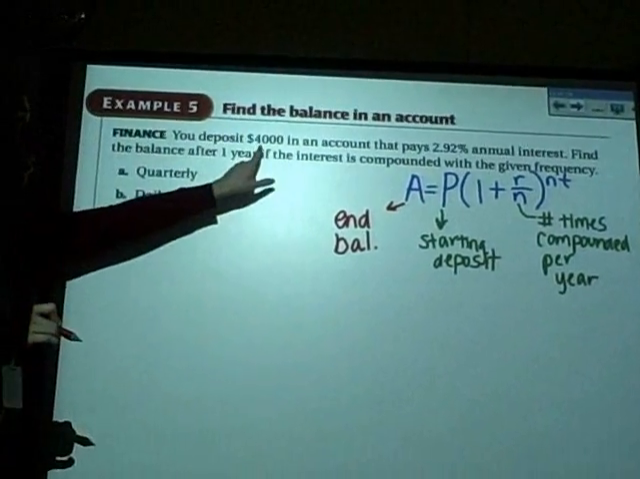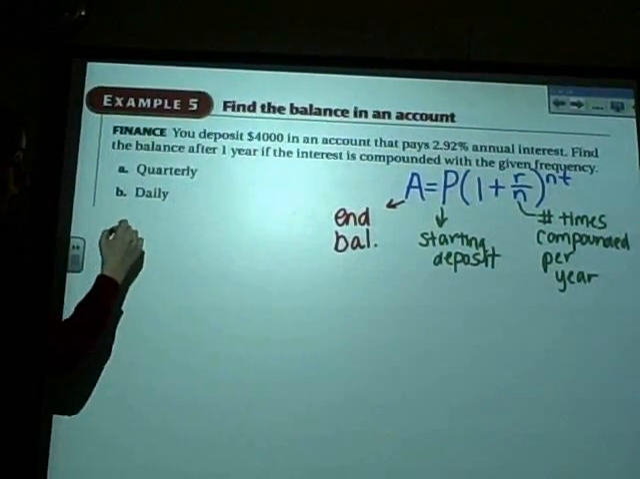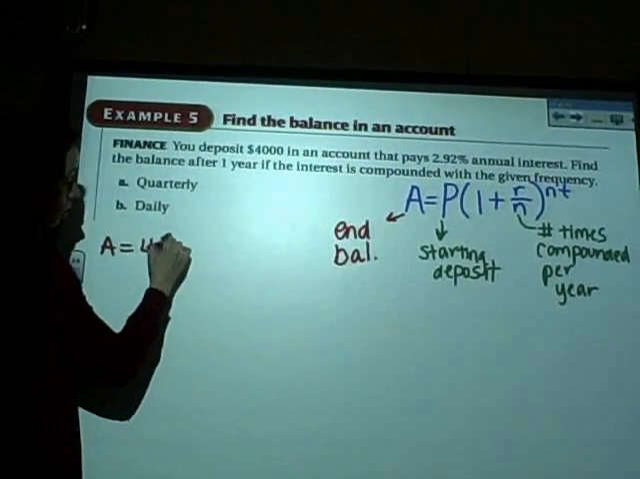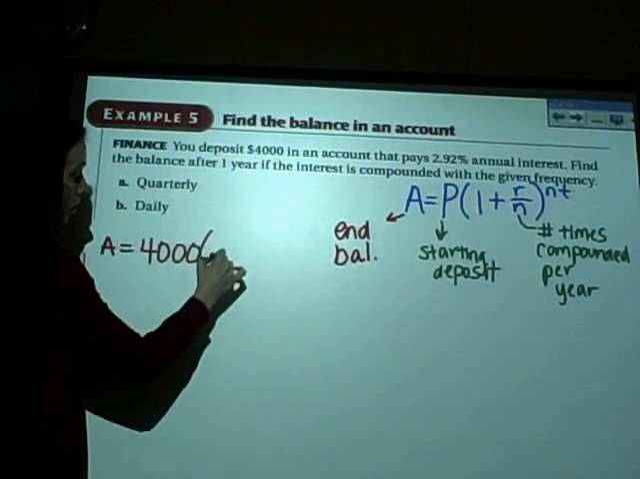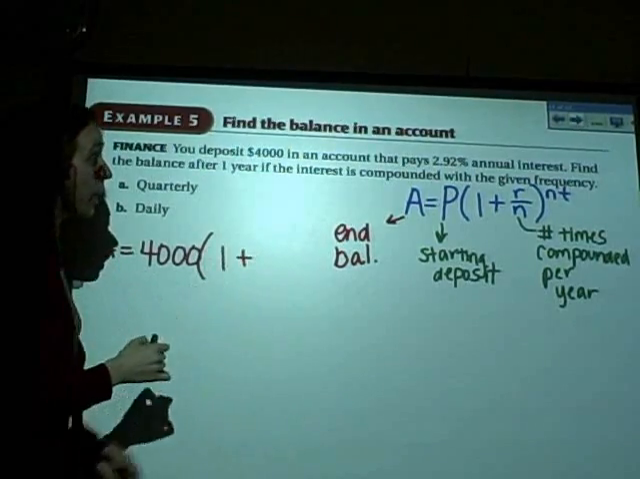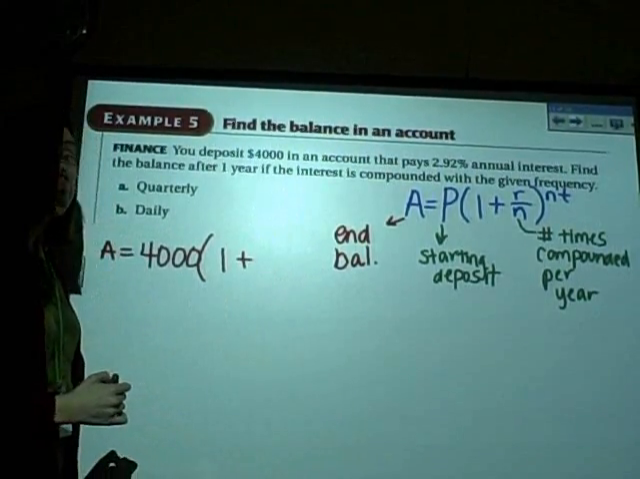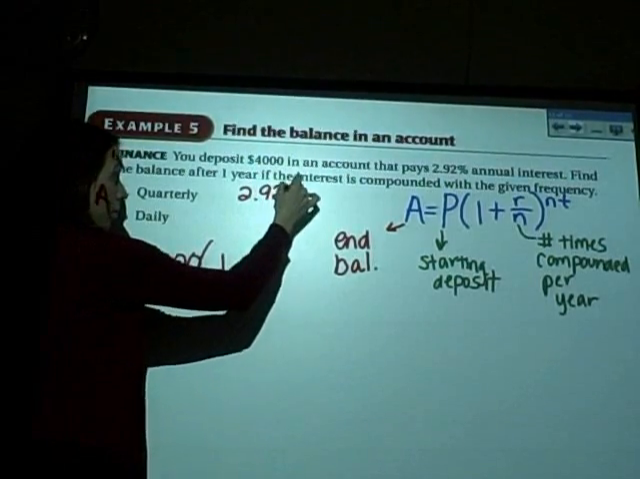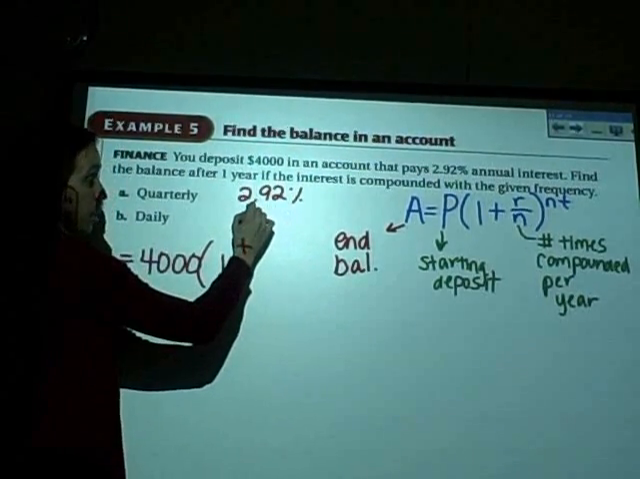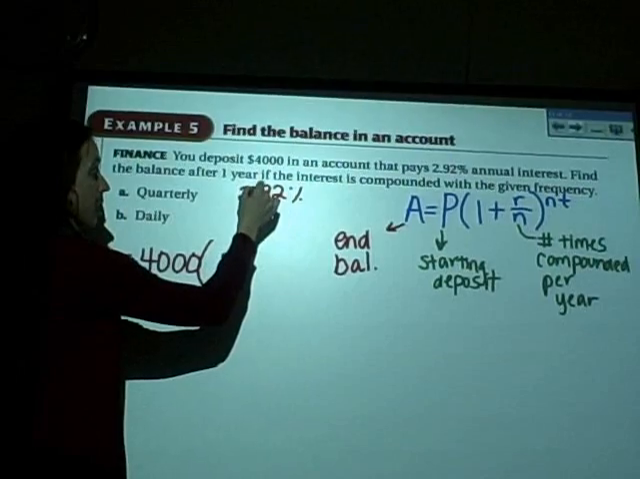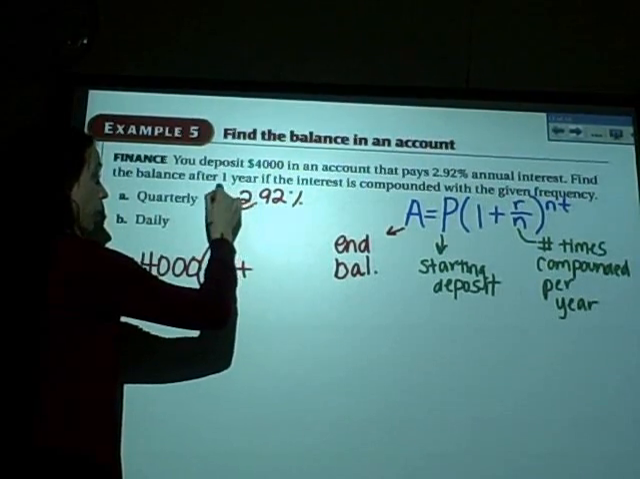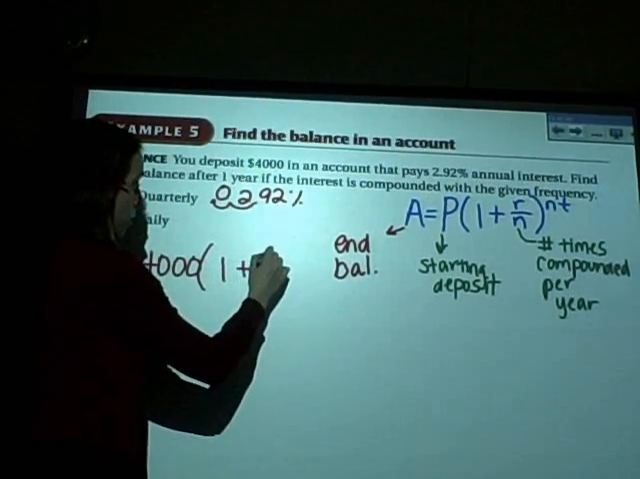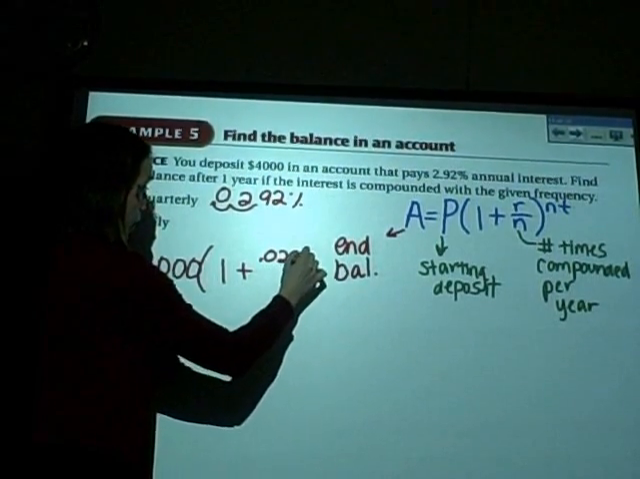We start with $4,000, so that's going to be our principal. Our rate is 2.92%. As a decimal, we got to change that. There's a decimal in my percent, so I start at the decimal, and I go 1, 2. So the decimal of that would be 0.0292.